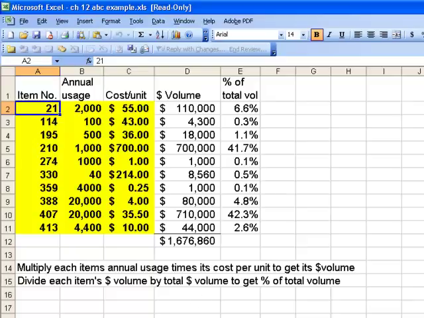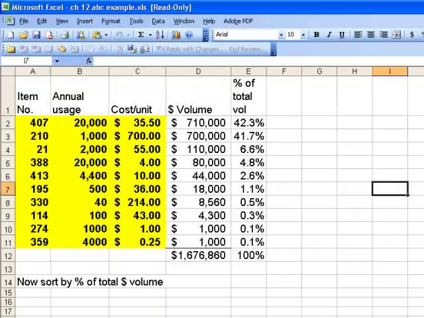Now we go to the next step, which is simply sorting or ranking these items based on dollar volume. And I've done that here. You can see that item number 407, with 42% of my total dollar volume, is my highest ranking item.